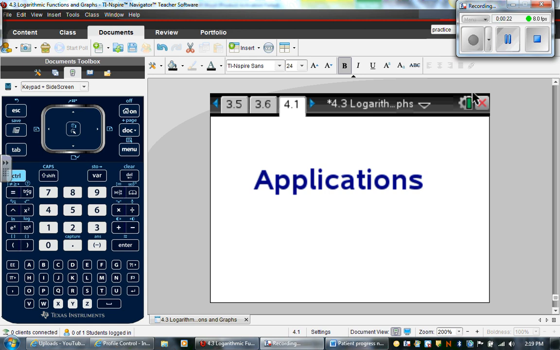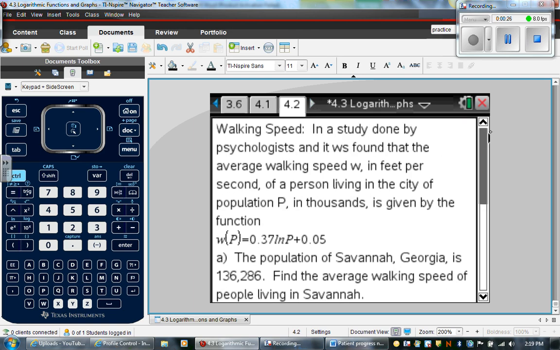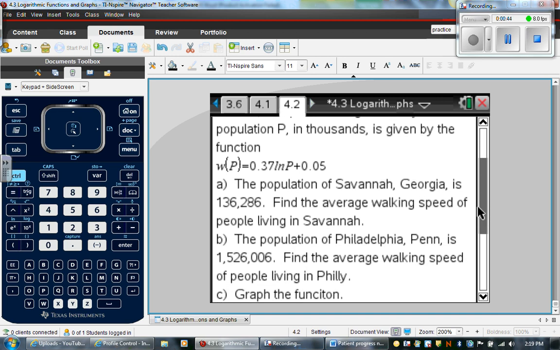Okay, so we've got some word problems that we need to deal with. First one is based on walking speed. In a study done by psychologists, it was found that the average walking speed, W, in feet per second of a person living in the city of population P in thousands is given by the function W of P equals 0.37 natural log of P plus 0.05.